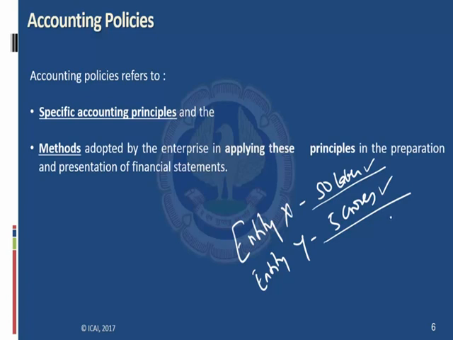So whether entity Y is an excellent performer in comparison to entity X, whether entity Y is performing very well, whether the financial position or statement of affairs of entity Y is very sound. No, this is not correct. The only difference between this 50 lakhs and 5 crore is the difference in choosing different accounting policies.